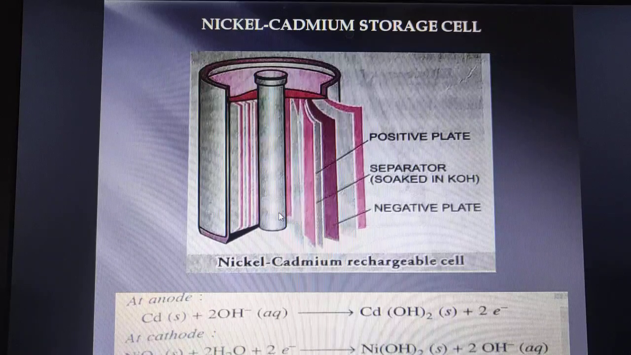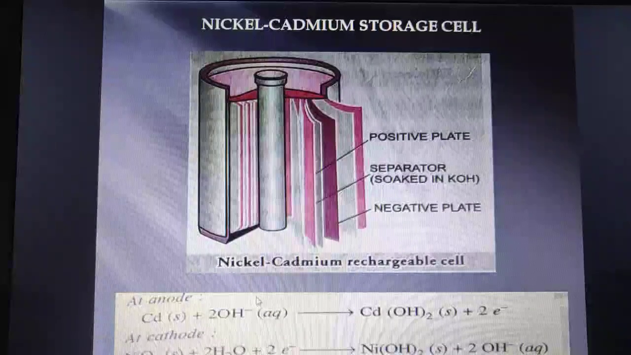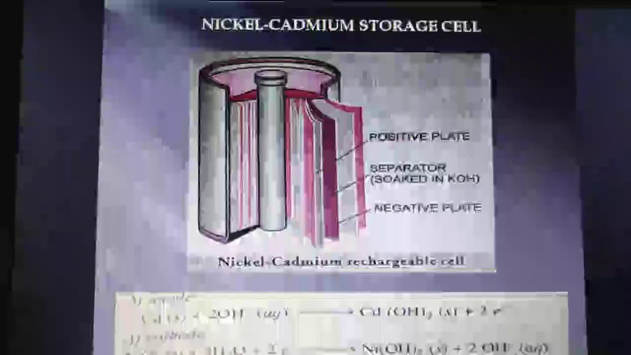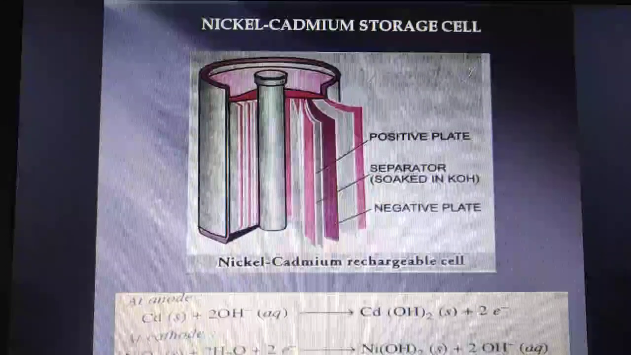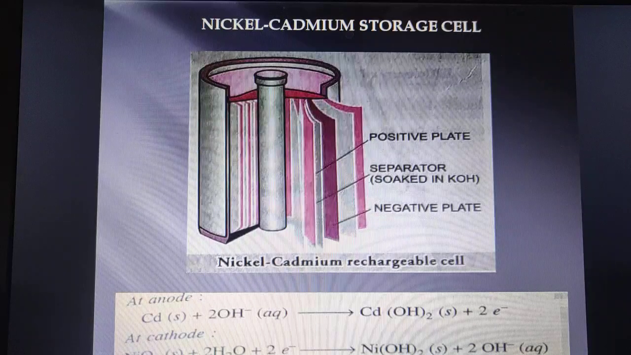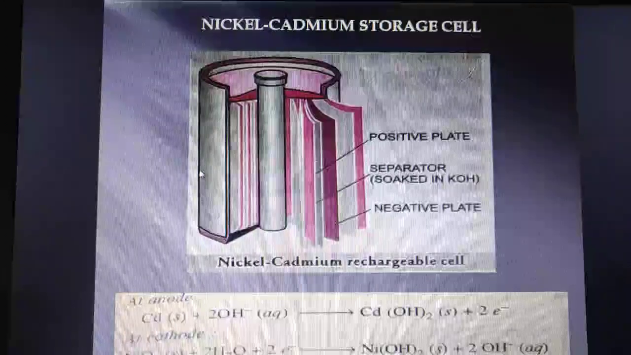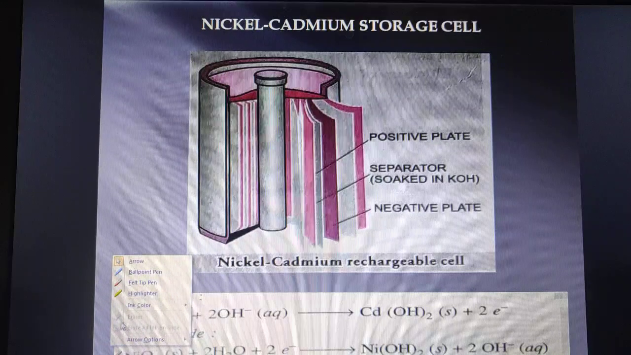The electrode reaction occurring during discharge is this, that is cadmium reacting with hydroxide and forming cadmium hydroxide and giving out 2 electrons, and at cathode nickel oxide with H2O accepting 2 electrons gets converted into nickel hydroxide. As in the lead storage cell, the reaction products adhere to the electrodes. Here also, reactions can be reversed during recharging. For recharging, the reaction will get reversed.